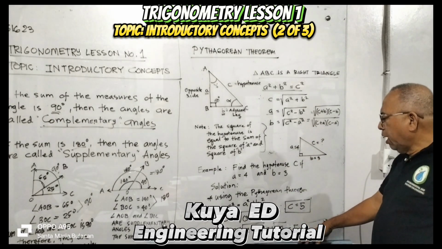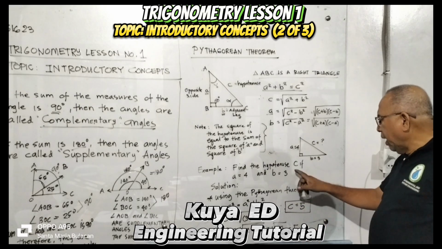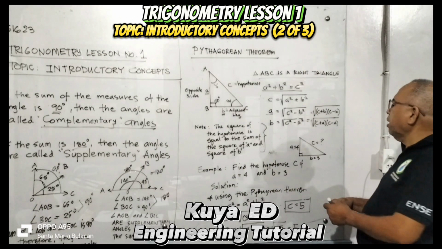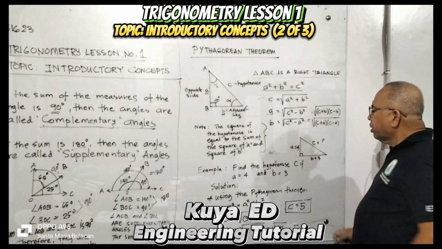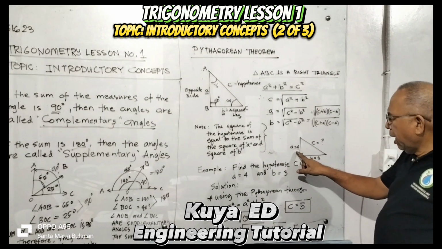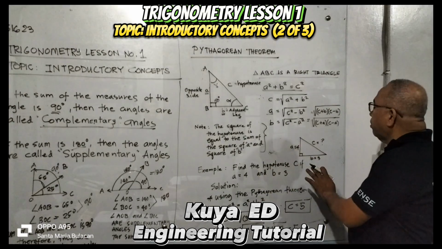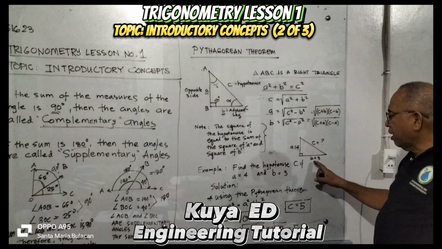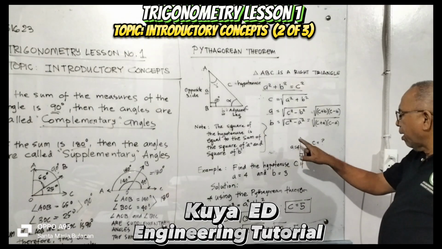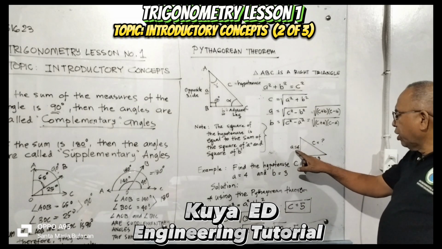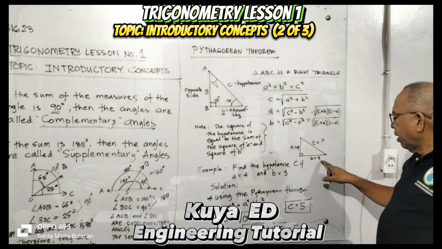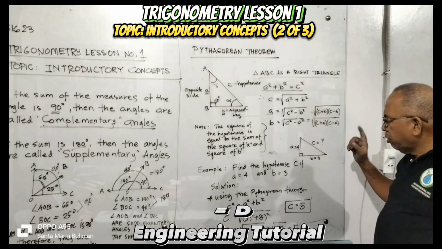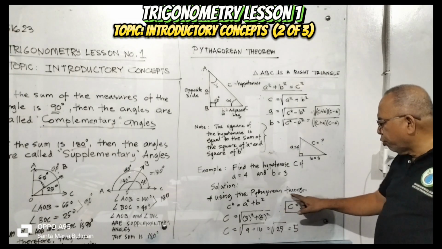Example daw. Find the hypotenuse C if A is 4 and B is 3. So, kunwari, ito yung ating triangle. So, ang A daw natin ay 4. Okay? Parang baliktad, ano? Okay. Anyway, that is the figure. So, 4 ito, mas mahaba, supposedly. Okay. So, A is 4 and B is 3. Therefore, we have to find what is the value of C. Dito natin gagamitin ang Pythagorean theorem.